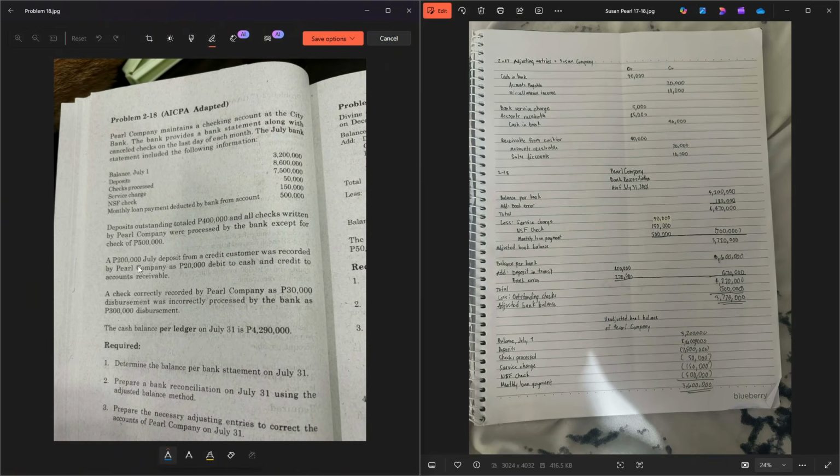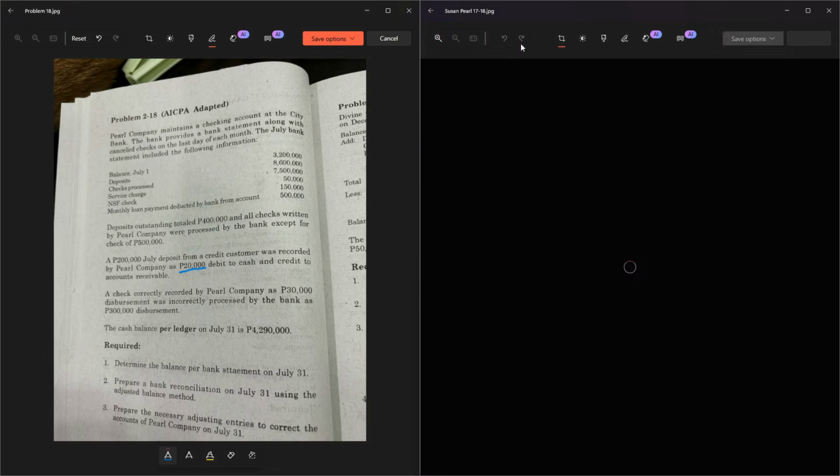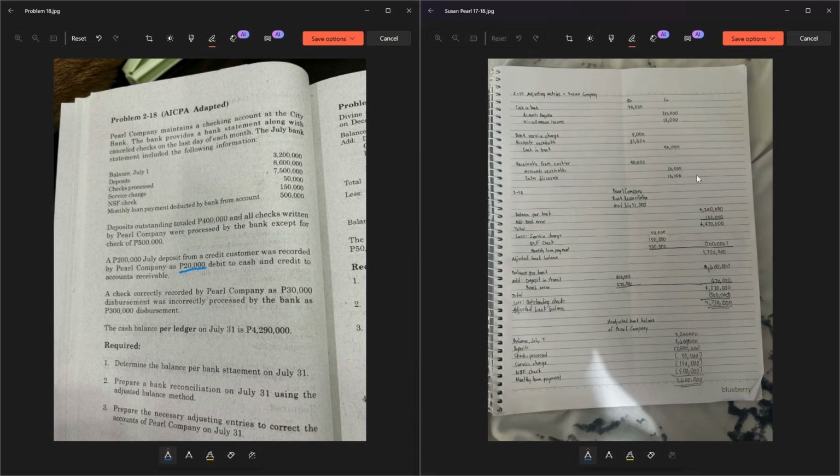Can be seen here, a 200,000 July deposit was recorded. Okay, so this is an error, a book error. So that's a book error of 180,000. And then this one, the total is 4,470,000 less the service charge, NSF check, and monthly loan payment.